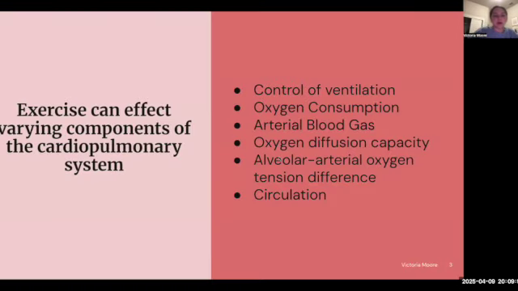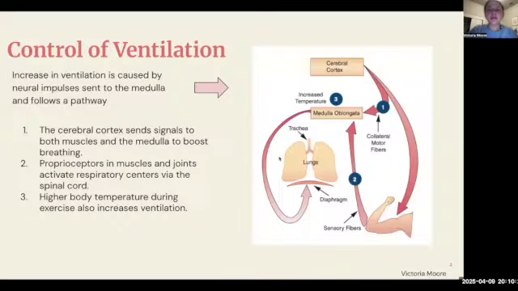So starting off are some ways that exercise can affect varying components of the cardiopulmonary system. The first one is control of ventilation. The second is oxygen consumption. The third is arterial blood gas, ABG. The fourth is oxygen diffusion capacity. The fifth is alveolar-arterial oxygen tension difference. And lastly, we have circulation. So first up, control of ventilation.